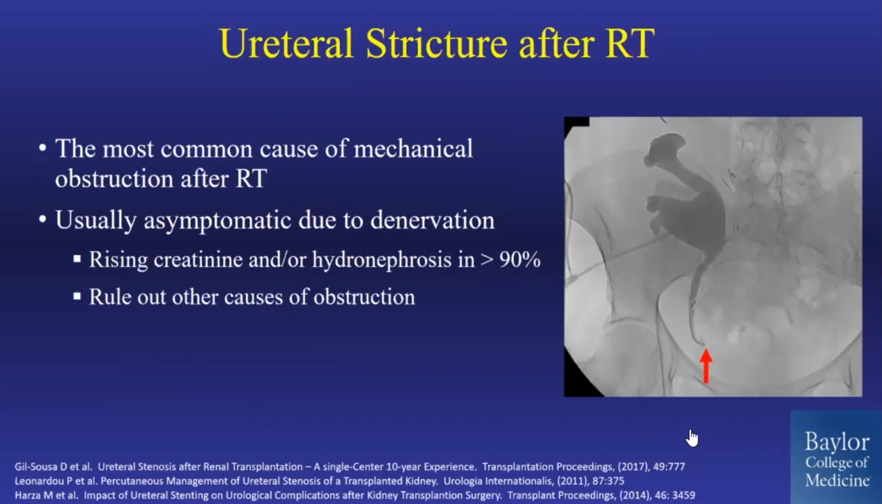Ureteral stricture after renal transplant is the most common cause of obstruction after renal transplant. These patients are usually asymptomatic because the kidney is denervated, and so they'll often present insidiously, perhaps simply with sepsis or hydronephrosis or a rising creatinine. It's important to rule out other causes, perhaps even transient causes like edema or clot. Do they have a lymphocele? Do they have a hematoma that's compressing the ureter? Of course, do they have stones?